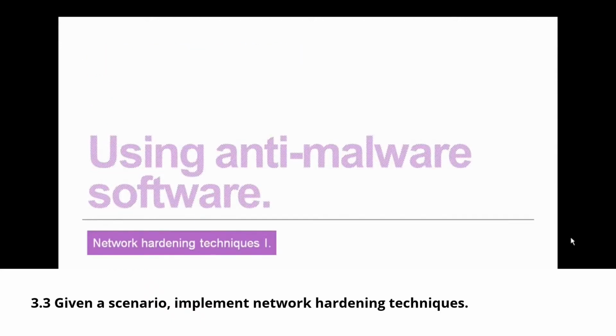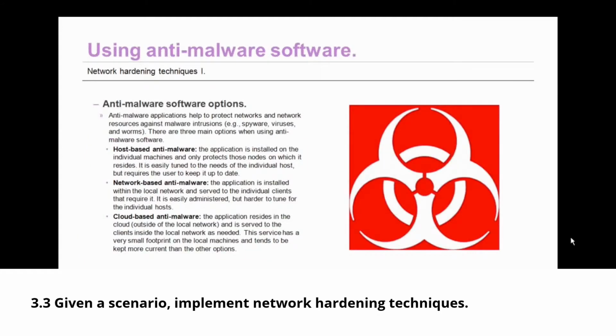Let's move to using anti-malware software. Anti-malware applications help to protect networks and network resources against malware intrusions, as in spyware, viruses, and worms. There are three main options for using anti-malware applications. There's host-based anti-malware. The application is installed on the individual machines and only protects those nodes on which it resides. It's easily tuned to the needs of the individual host, but requires that the user keep it up to date.